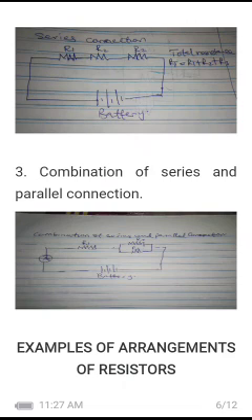Then the third one is the combination of series and parallel connection. You can see R1 in the diagram below, and you see another parallel connection. So how do you tackle this and what formulas are you going to use? We will also look at it as we continue in the examples of the arrangement of resistors.